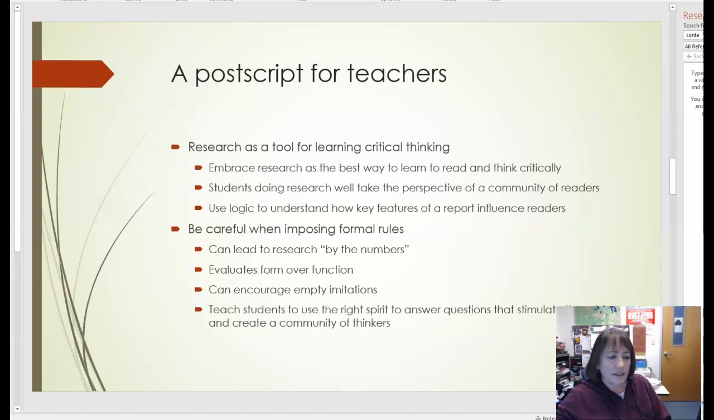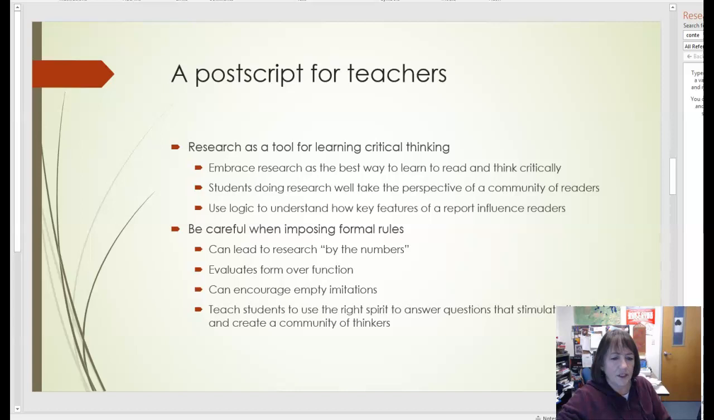The second section is entitled A Postscript for Teachers, and they talk a little bit about how to teach research to your students. So as current or future teachers, we have some ideas that we can think about when we're teaching students. The authors suggest, and I found this to be very meaningful, that research maybe is the best tool for learning how to think critically. That students doing research well will take the perspective of a community of readers, and that they'll be able to use logic to understand how key features of what they study and report influence their readers.